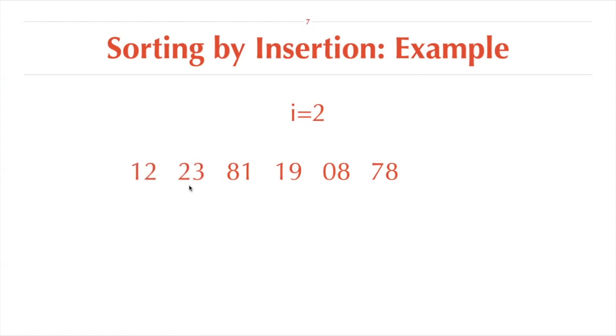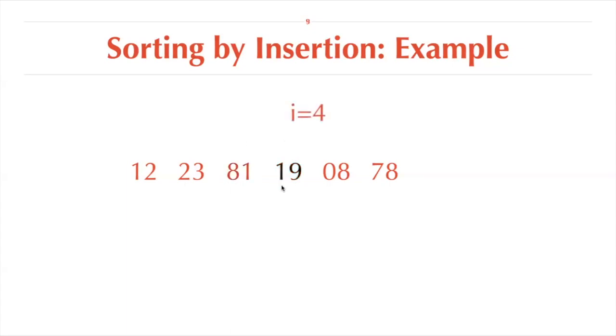Okay. Next it will come to i equal to 3, that is 81. Now it will check 81 with 23. It will find that 23 is less than 81, so it is already in sorted order. Nothing will happen at this position. Only one comparison will happen with 23, but it will not be swapped.